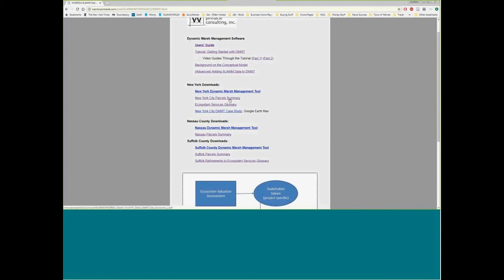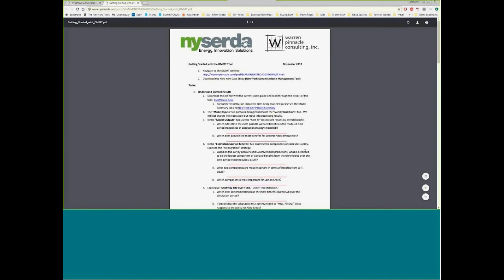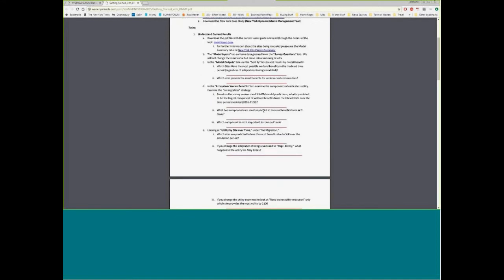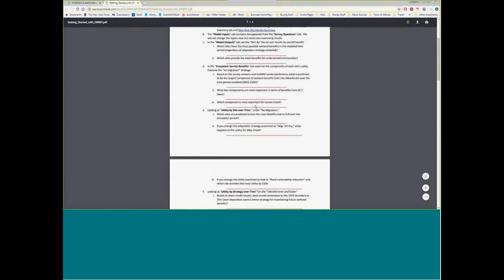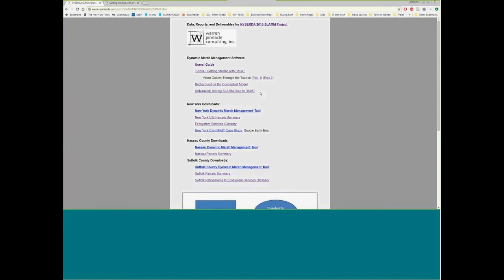There's also information about how the parcels are defined for each of these sites, specific definitions, a glossary, and in some cases there are some Google Earth files that will help you move through that. But if you want to get started, there's a user's guide, which goes through a lot of it, and there's this tutorial, Getting Started with the DMMT. What this tutorial does is it asks you to go through a bunch of different steps: change model inputs, change model outputs, rerun the model, and answer questions about it. If you go through this, it should take about an hour. You should have a good sense of how to use the tool, how to change inputs, how to change outputs, and how the tool is constructed.